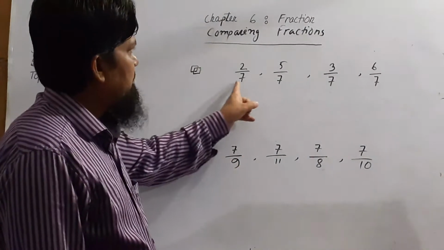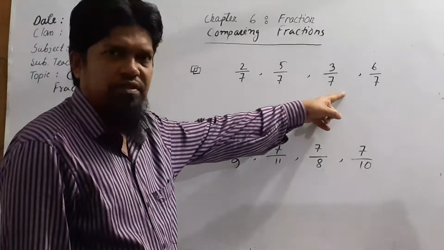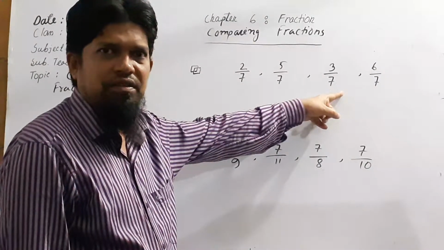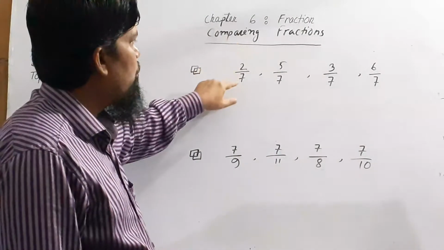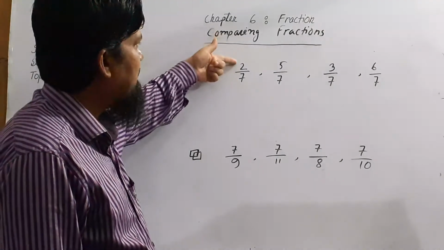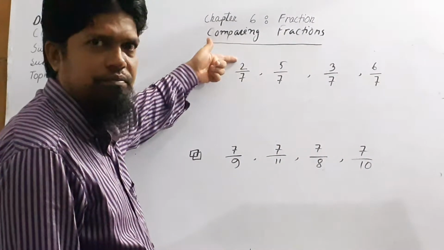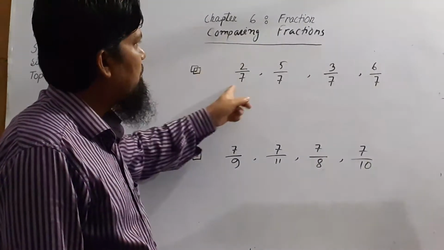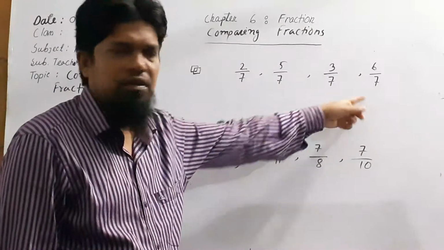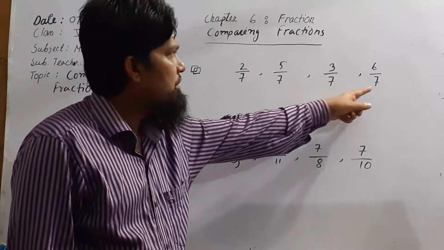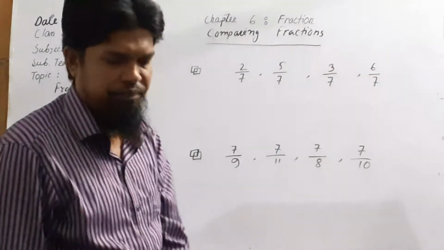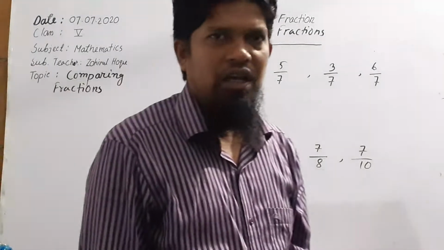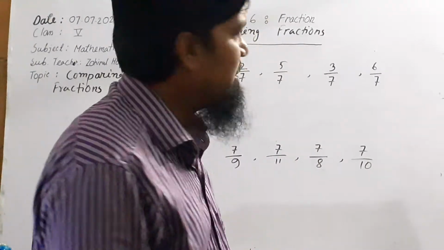Here in all the fractions, the denominators are same. You know that in a fraction, the lower term is called denominator and the upper term is called numerator. In our four examples, denominators are same, 7, 7, 7 and 7. But the numerators are different. If the thing is like that, how will you compare among the fractions?